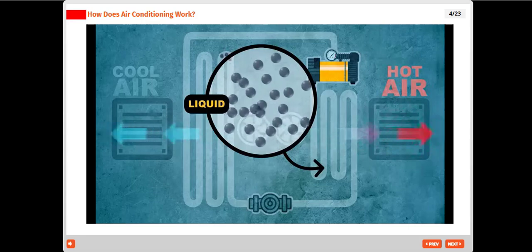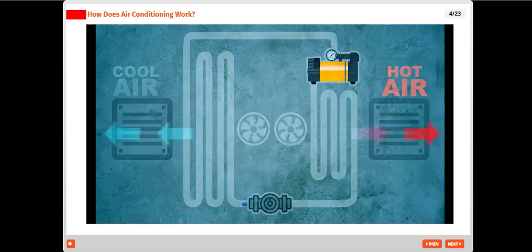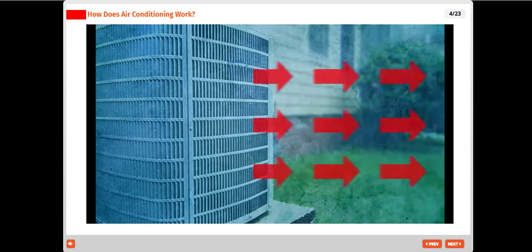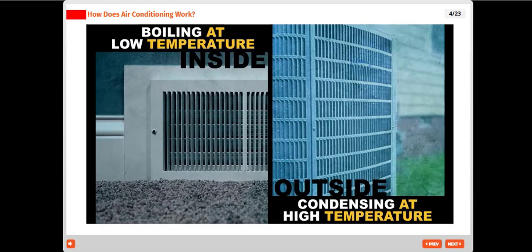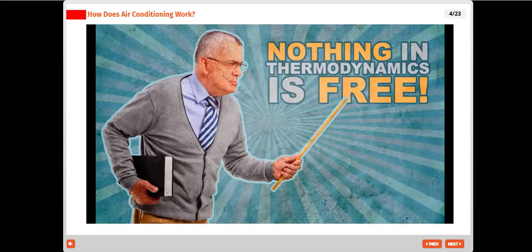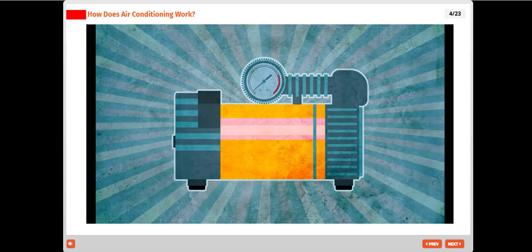As it condenses, the refrigerant loses heat to the air around it, which another fan blows outside where it's already all sticky anyway. Which is a neat trick, boiling something at a low temperature and then condensing it at a high one. Nothing in thermodynamics is free, and the compressor needs energy to do the work of compressing the refrigerant, which may explain your power bill in July.